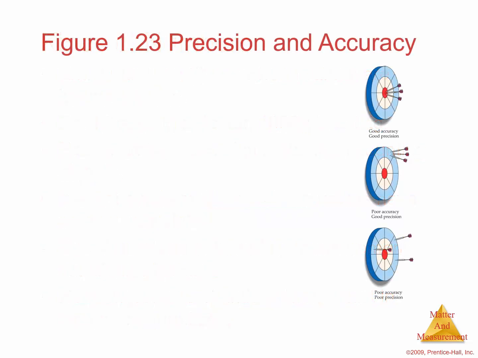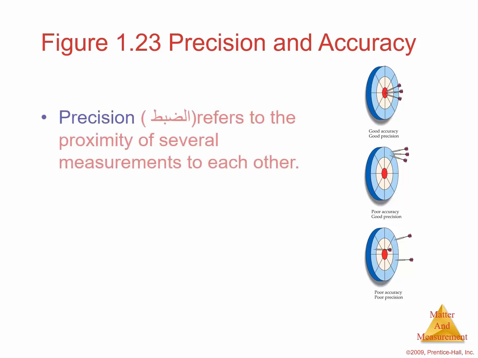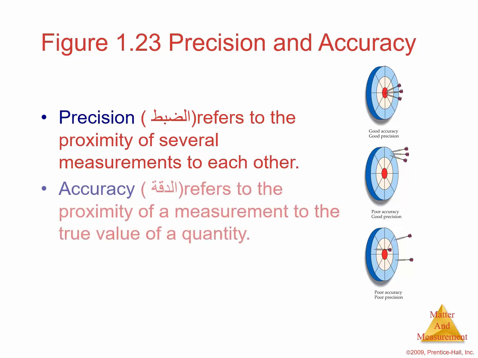Now, precision and accuracy. The terms precision and accuracy are often used in discussing the uncertainties of measured values. For example, precision refers to the proximity of several measurements to each other, whereas accuracy refers to the proximity of a measurement to the true value of a quantity. This dart analogy illustrates the difference between these two concepts.